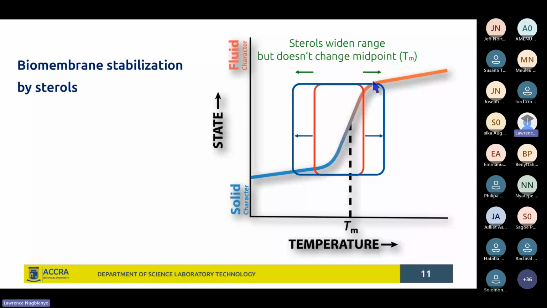So you see, sterols play such a key role in stabilization of the cell membrane at different temperatures, in different conditions, whether the temperature goes low or the temperature goes high. You see that the sterols are playing such a role of stabilizing the cell membrane, by widening that gap of stability around the transition temperature.